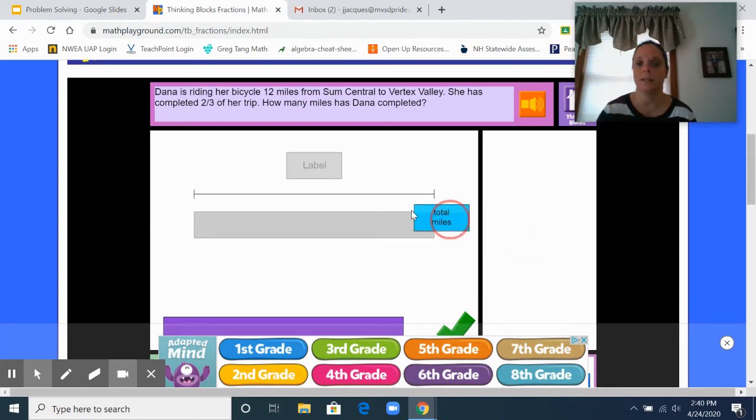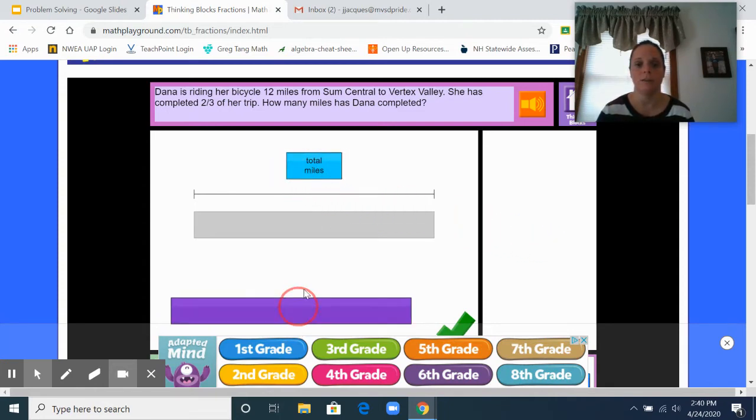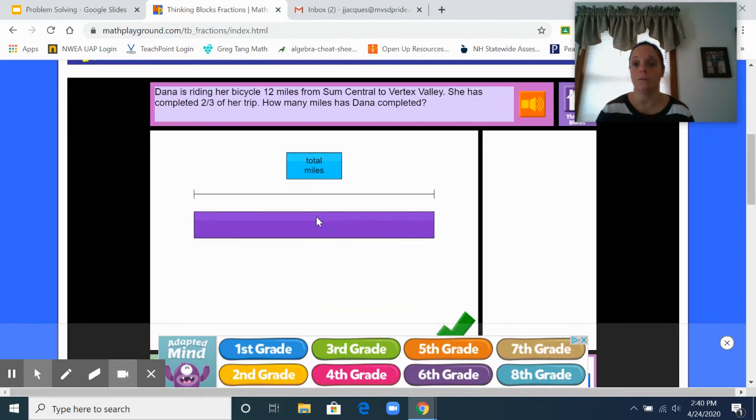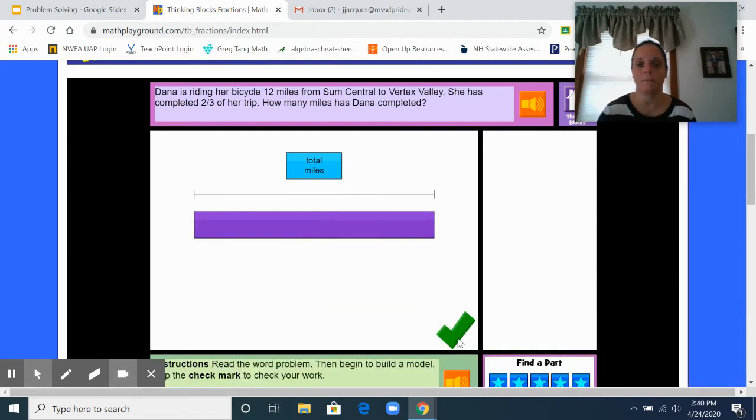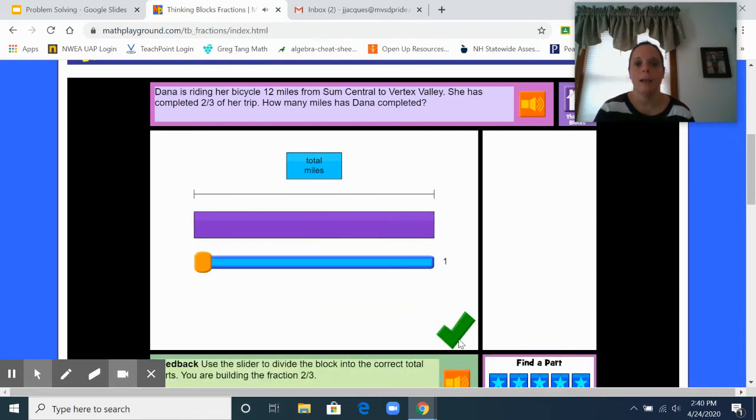So it's focusing on that we have a whole, and that's the total miles that she's traveled. And the whole would represent one whole bar. And now we're going to break that bar into parts. And so we have to figure out, how many parts do I need? Well, they have to look to the fraction to develop the idea of how many parts. So if she has traveled 2/3, then our trip is broken into 3 equal parts.